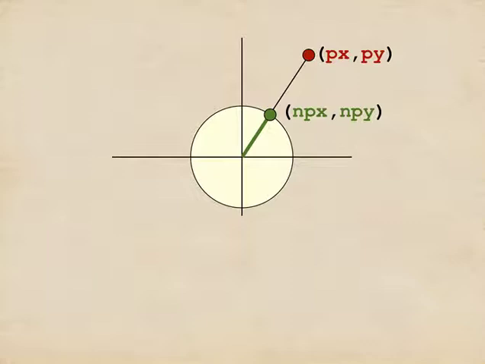So how do we find Npx and Npy from the original points px and py? There's really just 2 steps. The first step is to find the distance from the origin to the original point px, py, and I'll call that d. For the moment, don't worry about how we find d. Just assume that we can find this distance. As far as the normalized point goes, we know that the distance from the origin to the green point is just 1. The first thing we need to do is to find d. And this is such a common thing that we need to do.